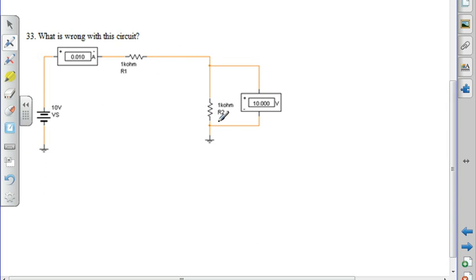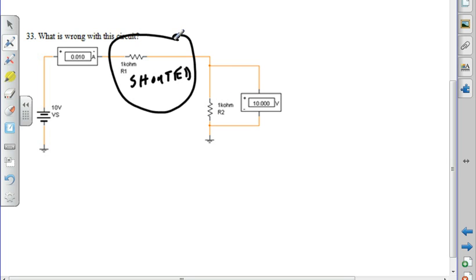Well, I have 2K, right? And 2K into 10 volts ought to be 5 milliamps, and I have 10 milliamps. The voltage is correct across this guy. If he were open, 10 volts would be correct, but I wouldn't have any current flowing, right? So this guy is shorted. So I only have 1K in the circuit, total resistance, and the only way I can get that is if I short that guy.